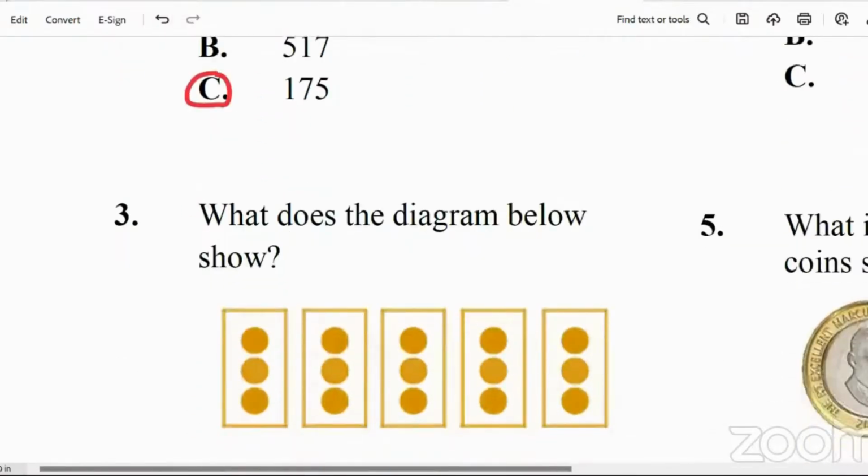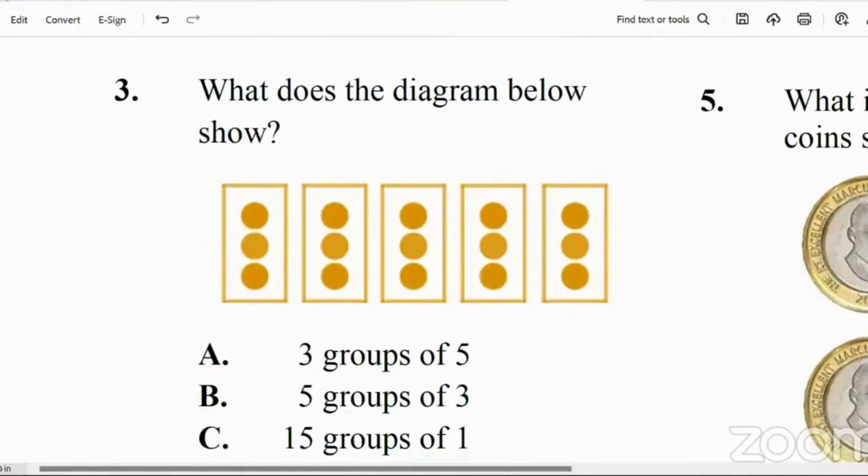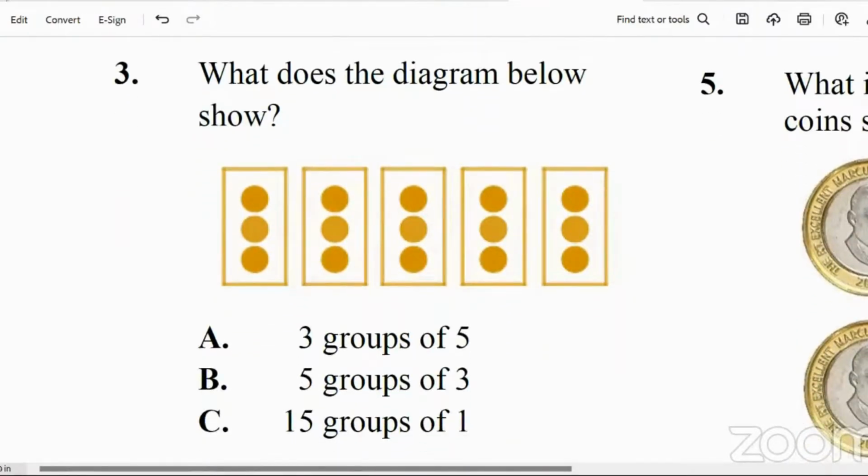Question 3. What does the diagram below show? Okay, is it 3 groups of 5, 5 groups of 3, or 15 groups of 1? Okay, so how many groups are there? All right, so we have 1, 2, 3, 4, 5 groups. And in each group, we have 3 circles. Okay, so there are 5 groups of 3. So the answer is B.